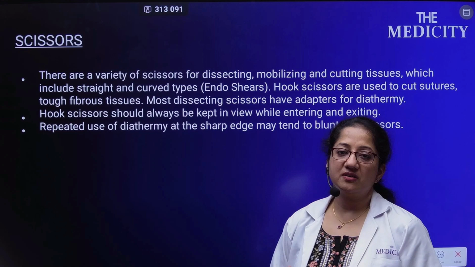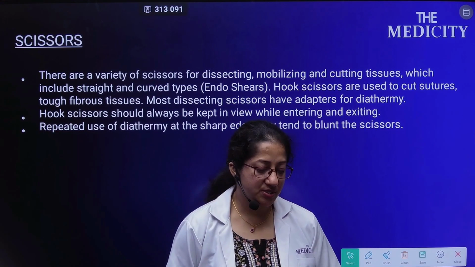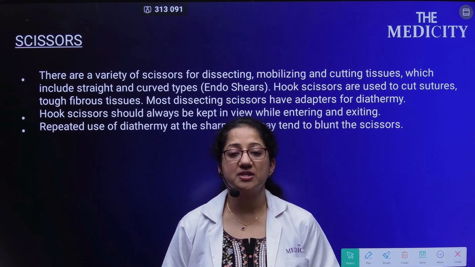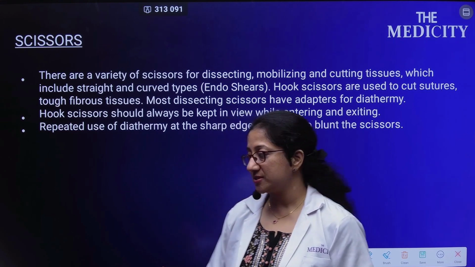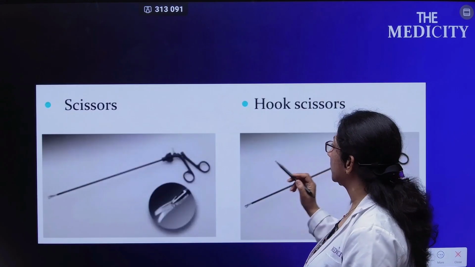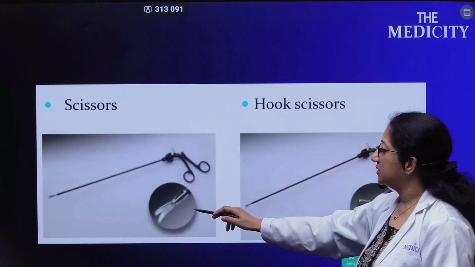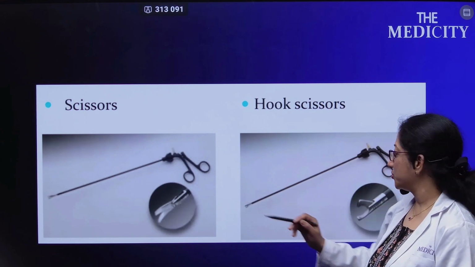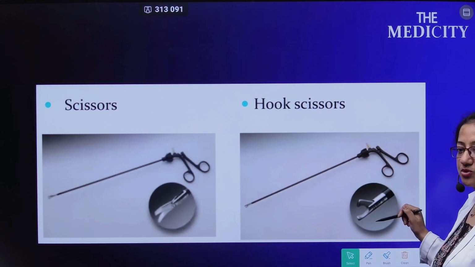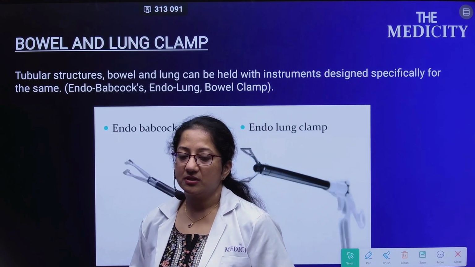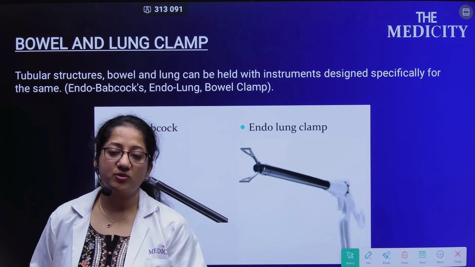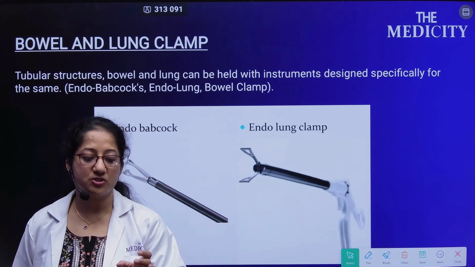Scissors, there are a variety of scissors. Some are used only for tissues, some are used to cut sutures. Depending on what kind of edge they have, this scissor we mostly use to cut tissues, and this kind of scissor we mostly use to cut sutures. For further atraumatic kind of instruments, we have another instrument called the Babcock.